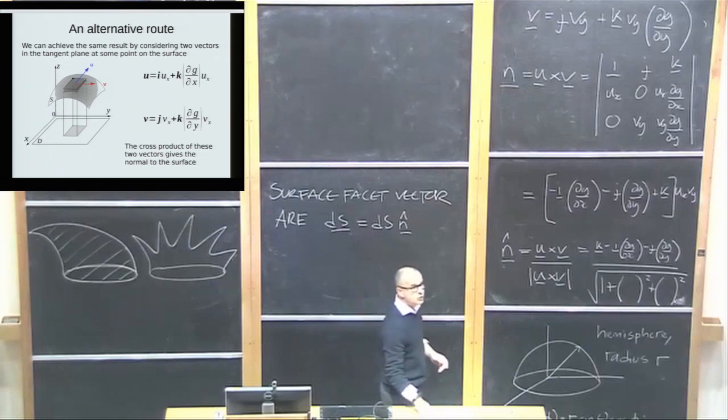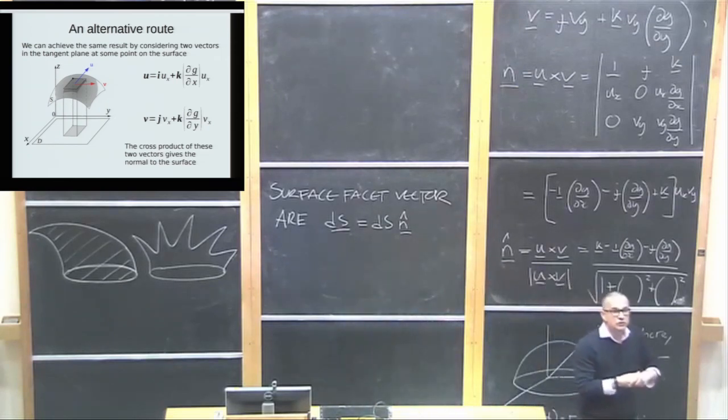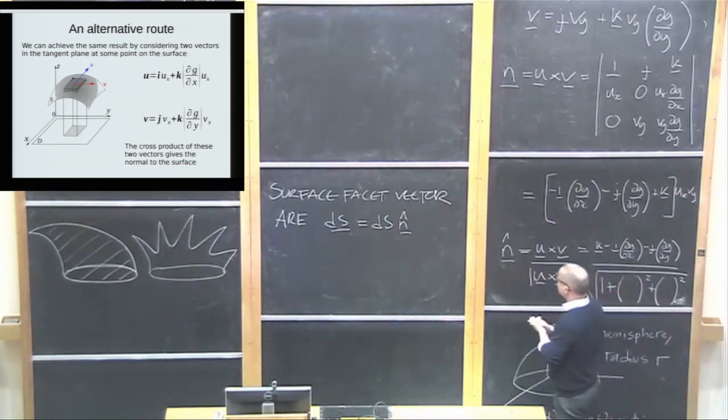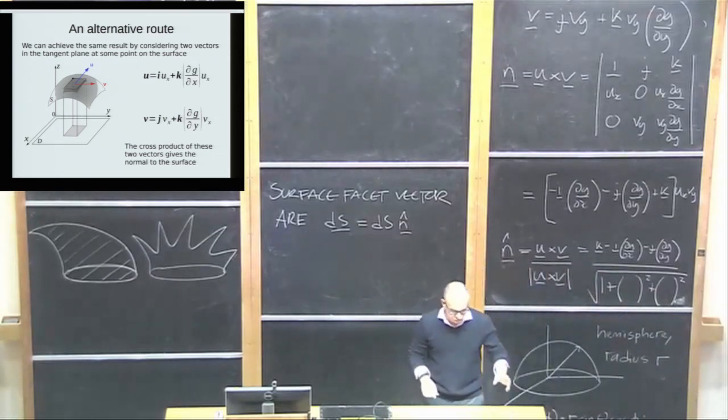So this is how to work out the unit normal to a non-parametric surface. This is the expression that you would use.